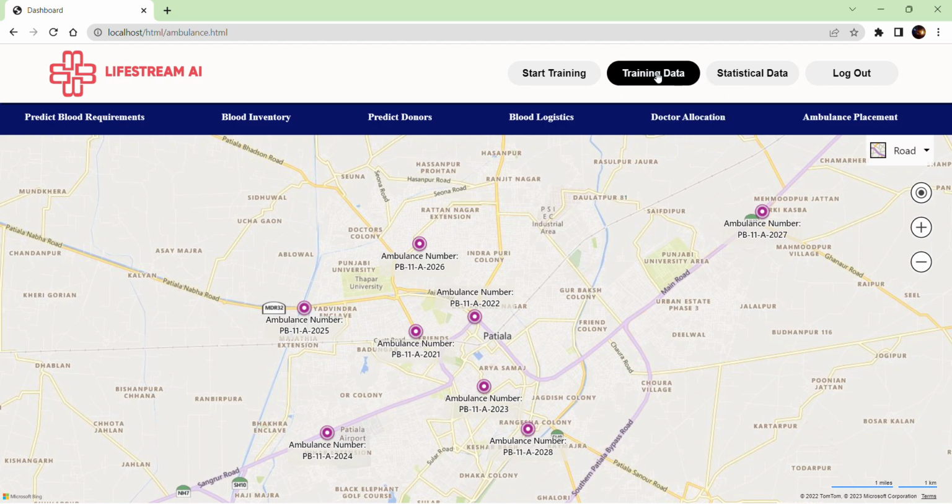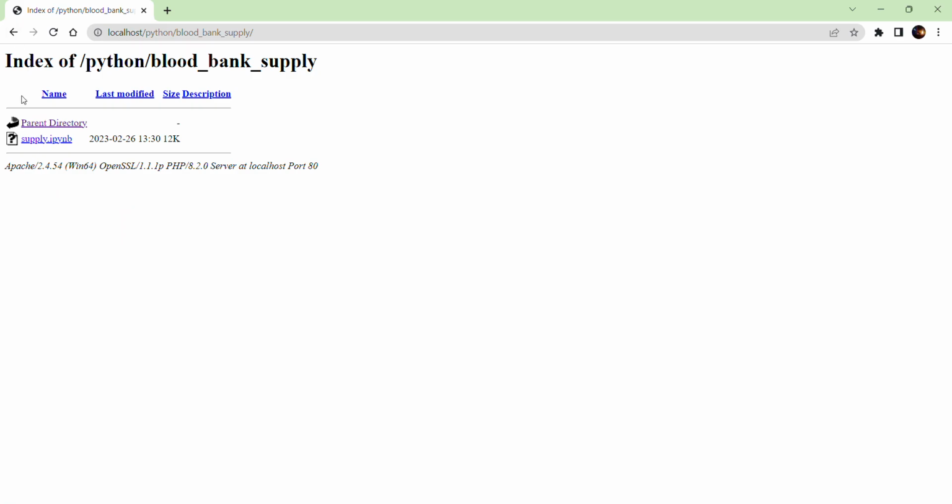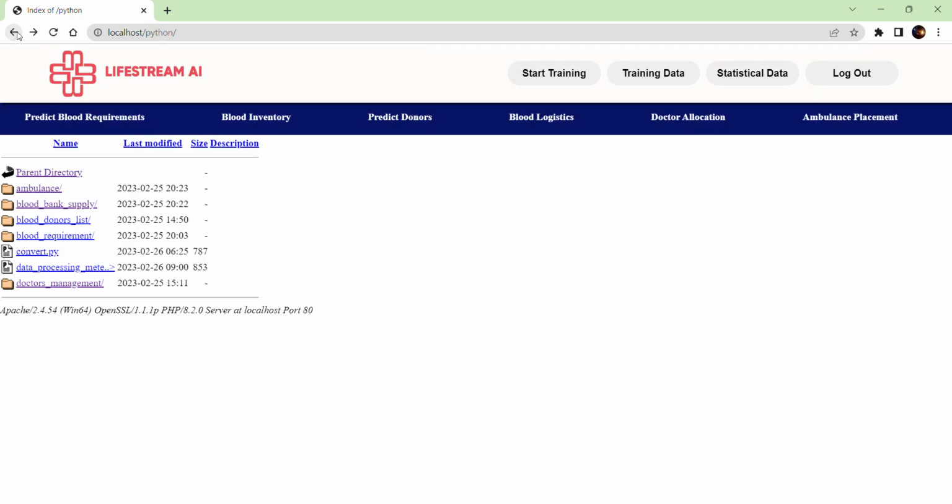Now I'll move forward to the training data. Training data is nothing but the sample data that we have used to train, and that's the Jupyter notebook for that blood supply bank. Now let's move forward to the start training. Start training will just rebuild all the code and build new files and new regression models basically. So that's all that I want to tell.